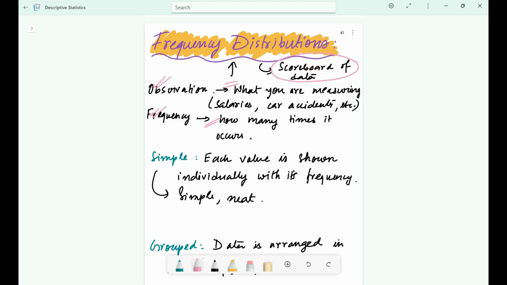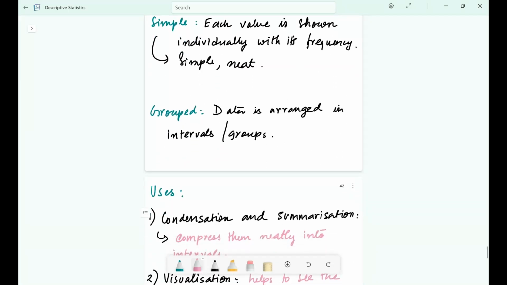Now, there are two types of frequency distribution. One is simple frequency distribution, and the other is group frequency distribution. What is simple frequency distribution? This is like ordering pizza for yourself. Each value is shown individually with its frequency. It's supposed to be simple, neat, like no toppings confusion, right?